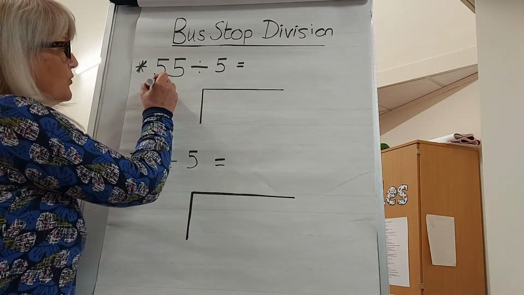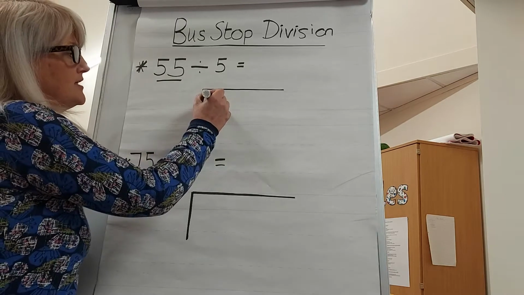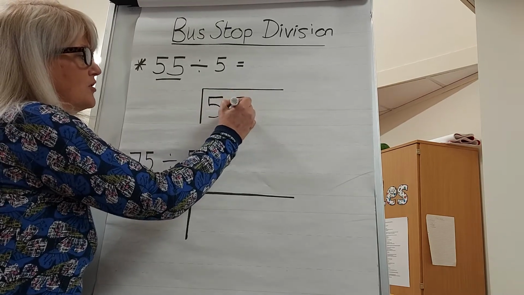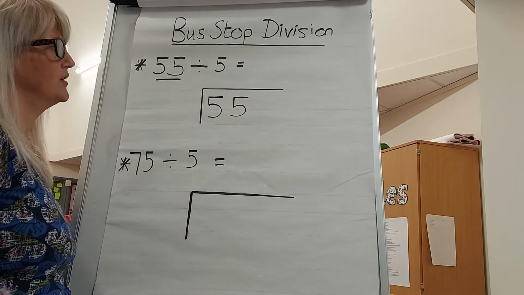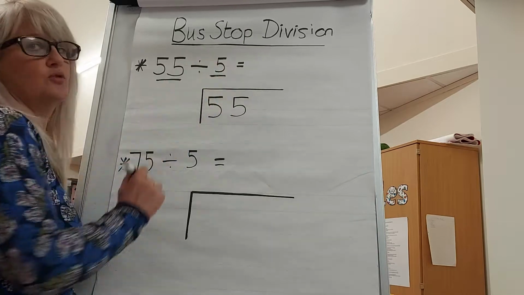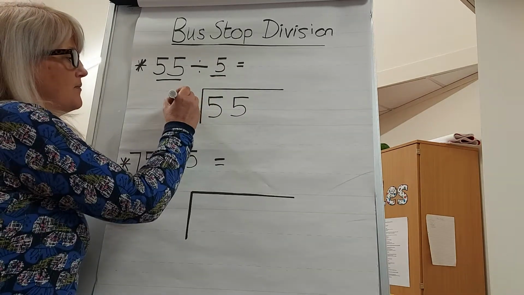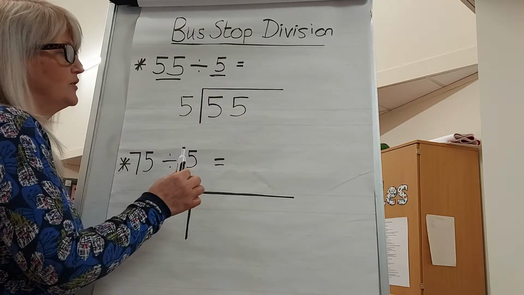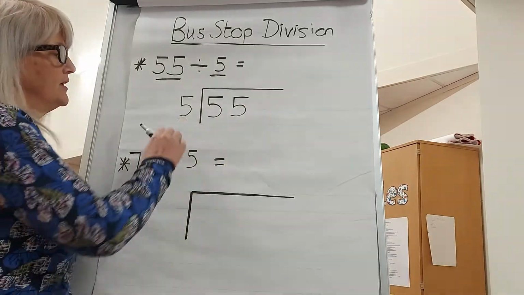In here, we write the number we are dividing. This is called the dividend. We write it in here. So the number we write inside our bus stop is the number 55. We're going to divide it by using this number here, which is called our divisor. So we're going to divide it by 5. Essentially, we're going to share the number 55 5 times.